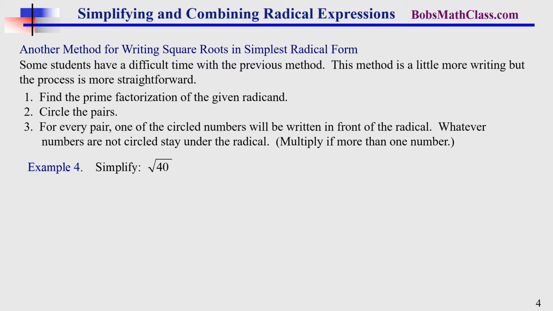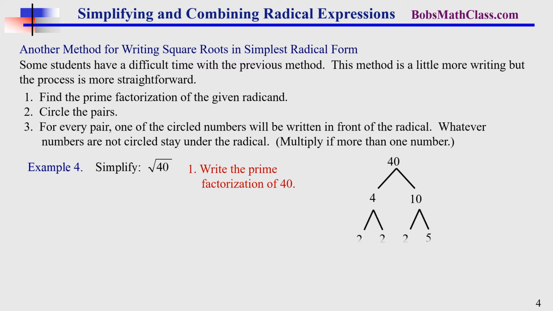So the tree for 40, we could use 4 times 10. Now, is 4 a prime number? No. So then we're going to break that down again. And then is 10 a prime number? No. So we're going to break that down again. So 4 is 2 times 2, and 10 is 2 times 5. So altogether we're going to have 3 2's and a 5, only the prime numbers.